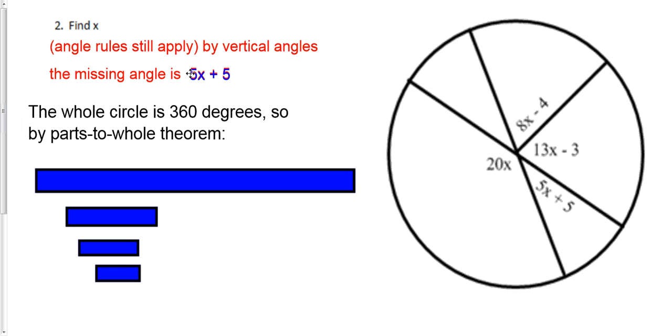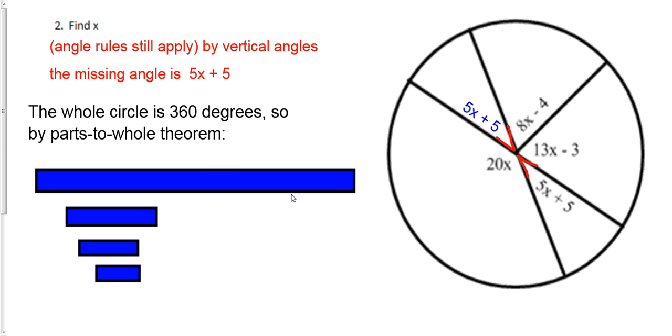Example 2. When we're looking at this circle, we need to find x. Now, the angle rules still apply. So by vertical angles, this angle right here and this angle right here, because they're on the same two straight lines, are going to be the exact same. So I can take this 5x plus 5, put it right in there. So now we know a measure for each of these angles.